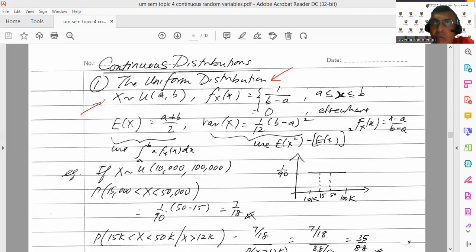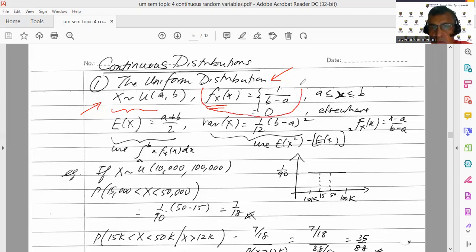If X is a uniform random variable, this is how we write it: X is uniformly distributed between A and B. This is how we use the notation, the values A and B. And the density function is given as 1 over B minus A, for X lying between A and B inclusive, and it's 0 elsewhere. This is also important.